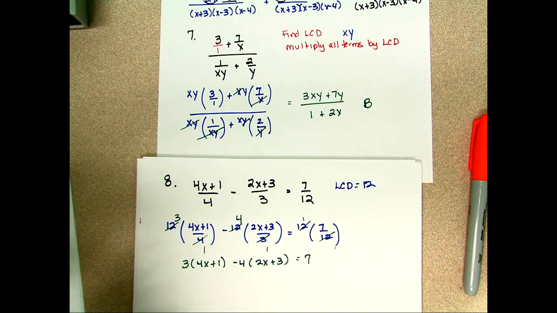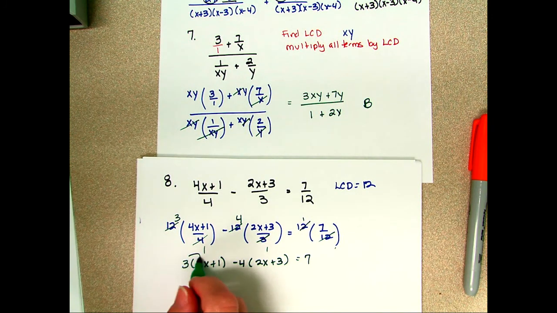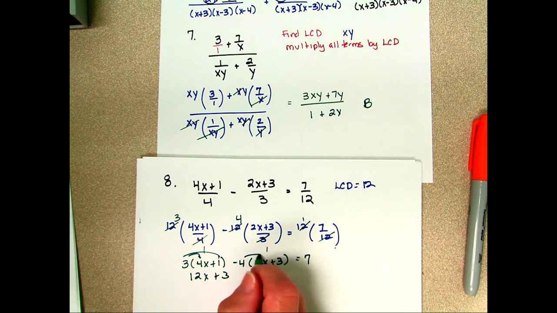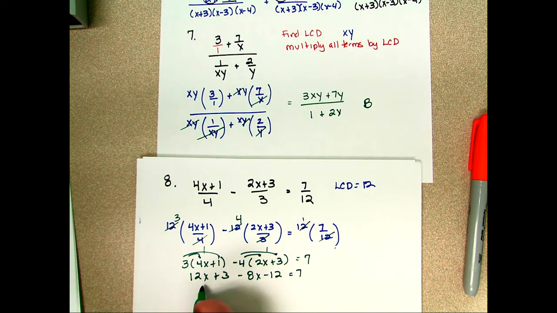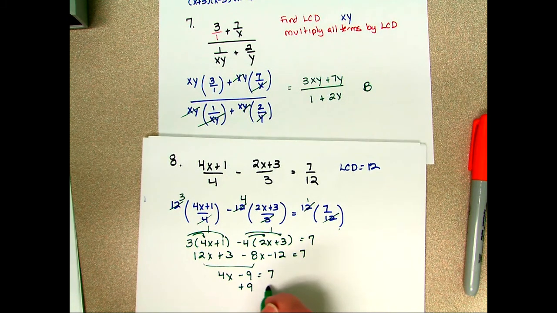To solve, we distribute. 3 times 4x is 12x. 3 times 1 is 3. Negative 4 times 2x is negative 8x. Negative 4 times 3 is negative 12 equals 7. Combine our like terms. 12x and negative 8x is 4x. 3 and a negative 12 is negative 9 equals 7. Add 9 to both sides.